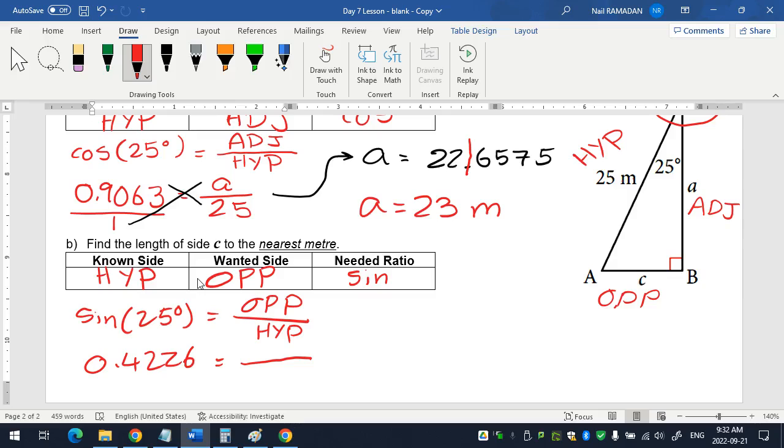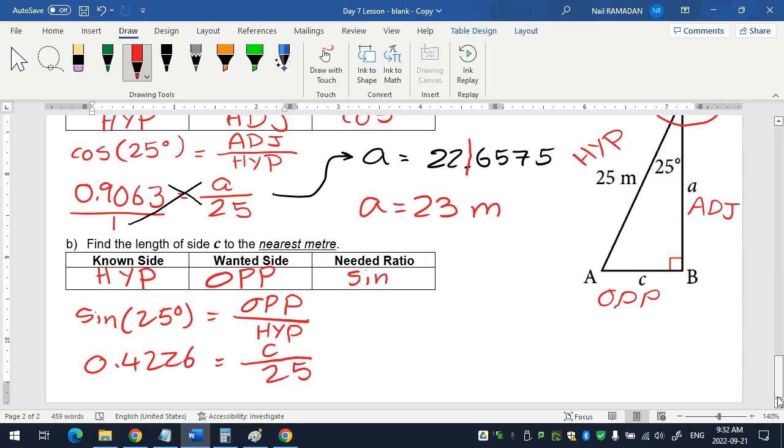What do I want to find? The C. By the way, if you keep calling it opposite, am I okay with that? If you don't call it C, if you keep calling it opposite or adjacent, I'm fine. But then you're using a short word instead of a small symbol. It's up to you. So C over, what's my hypotenuse? 25. It never changes.